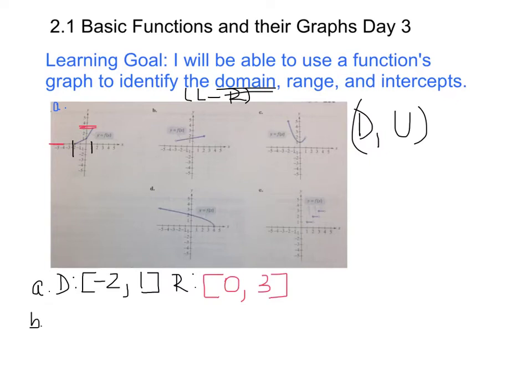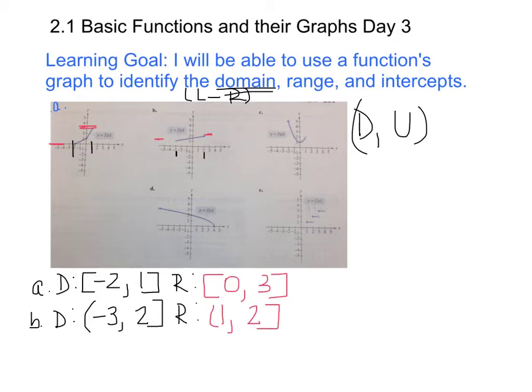So let's do B. Remember, it's left to right, so we're going from -3 to 2. But now -3 is not included, so you've got to use an open parenthesis. But 2 is. And then my range is up and down. So I'm going from 1 to 2. 1 is not included, 2 is. Okay?